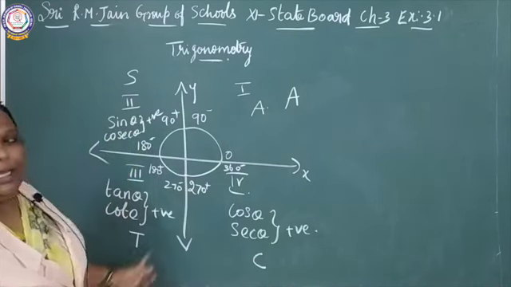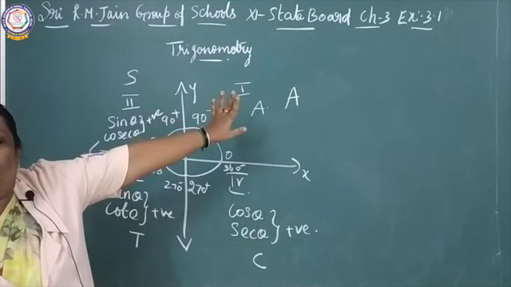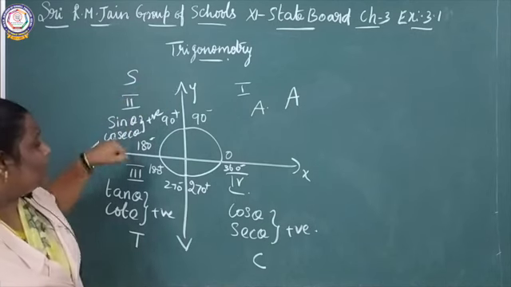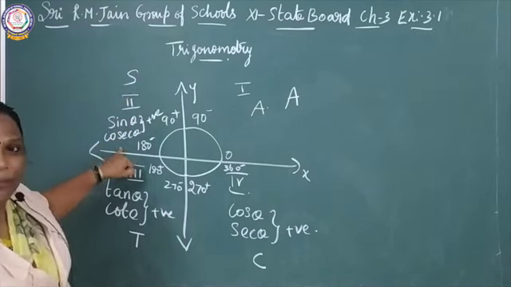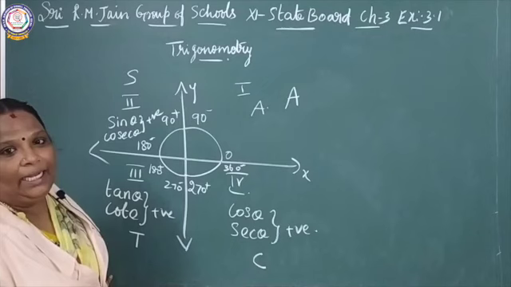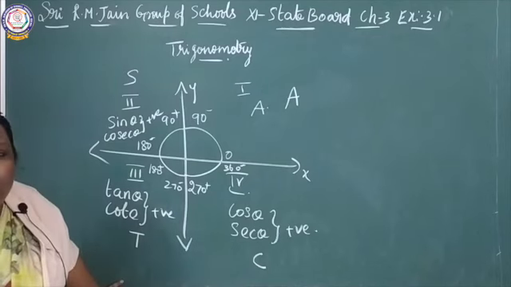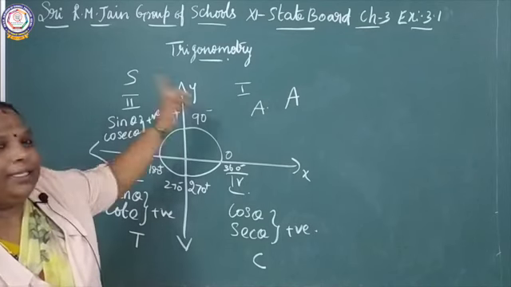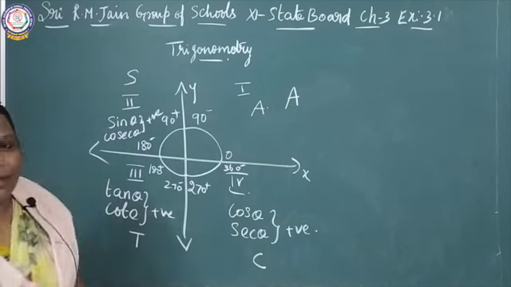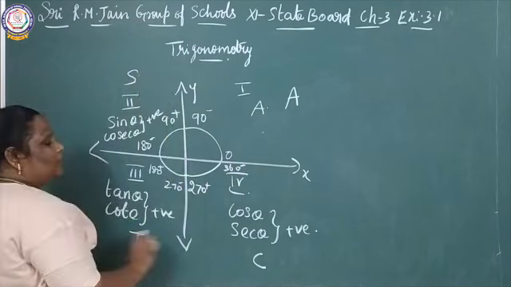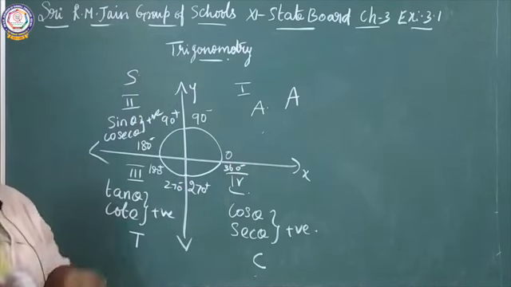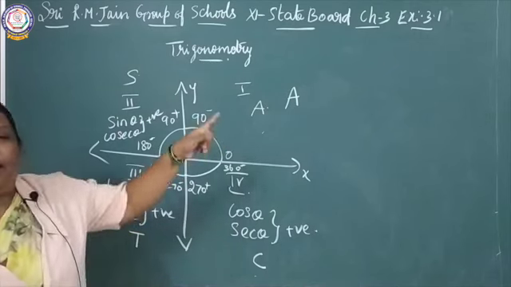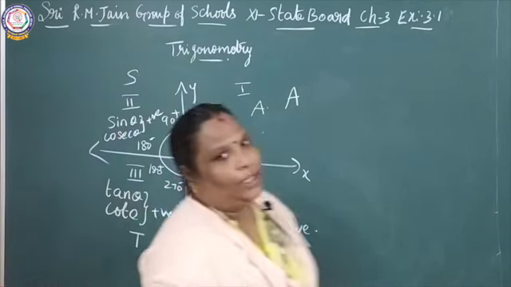All silver tea cups. First quadrant, all. Second quadrant, silver, that is sin theta, and the inverse of sin theta is cosecant theta. T, tan theta, and the inverse of tan theta is cot theta. Cups. Or otherwise you can remember Annai Satya Transport Corporation. Whatever you want, you can take it in your convenience.